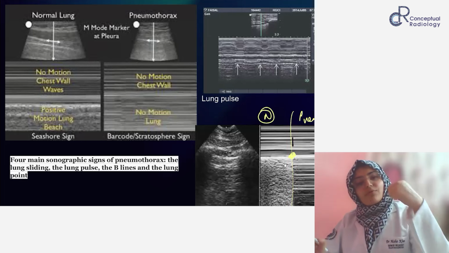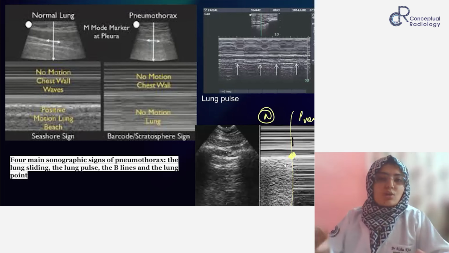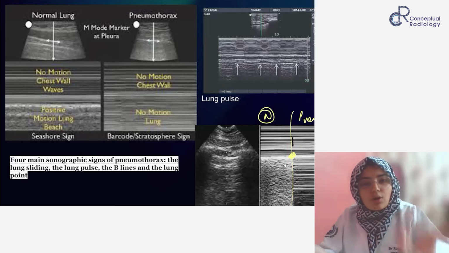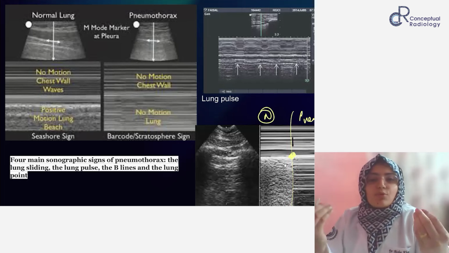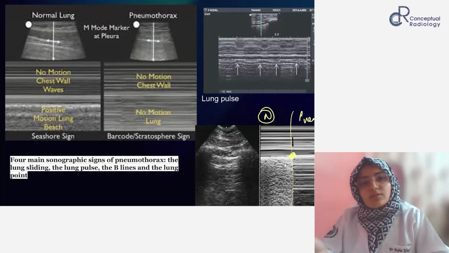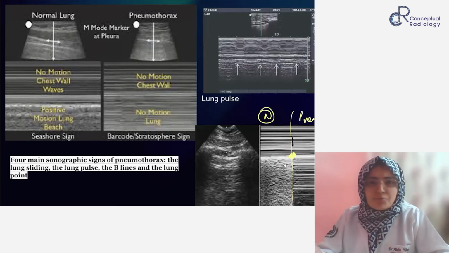So normally when you place the convex probe, you are seeing the lung. Just now we saw the video. They were doing it with the convex probe. You can do it with any probe. Convex probe, linear probe, nothing like that. Lung sliding versus no sliding. That is grayscale. That is B mode.